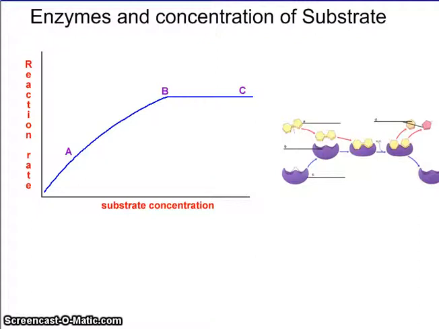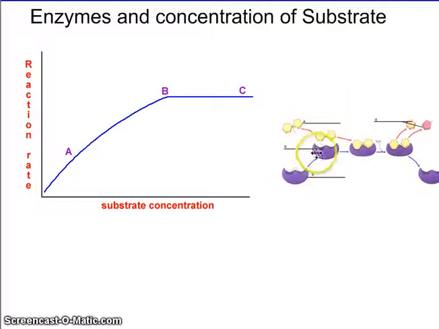The last thing we're going to look at is enzymes and concentration of substrate. If we look at this, we can see that as we're adding more substrate, our reaction rate's going up and up and up, all the way to here. This is the point of equilibrium, or really it's the point of saturation. Basically, all your substrate saturates all the enzymes. And how is that possible?